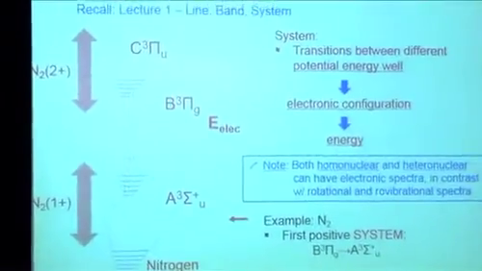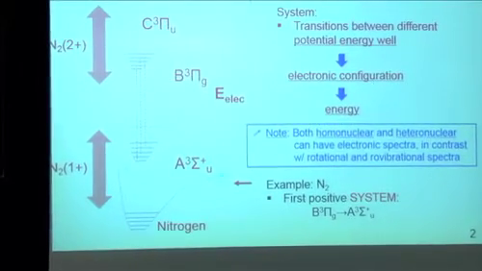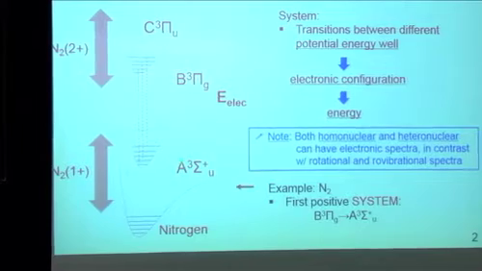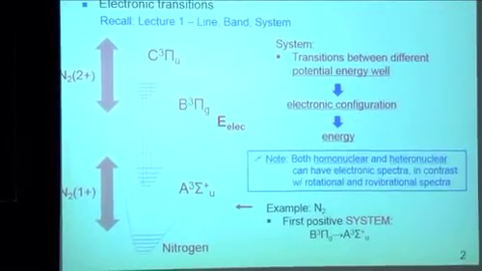Okay, so when you have electronic transitions, you have multiple wells. Each well corresponds to a different electronic state. And you're going to learn about this symbol later. This is called the term symbol. It tells me this is the A state, the B state, the C state. You'll notice they go from A to B to C.